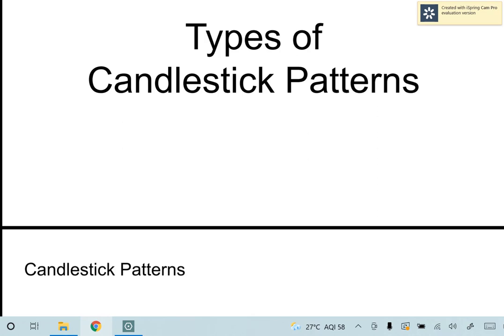This is Nitya here. In the last video, we discussed the basics of the stock market, the difference between a trader and an investor, and different types of charts. Now I'll explain the different candlestick patterns.